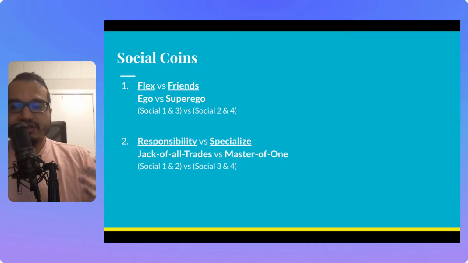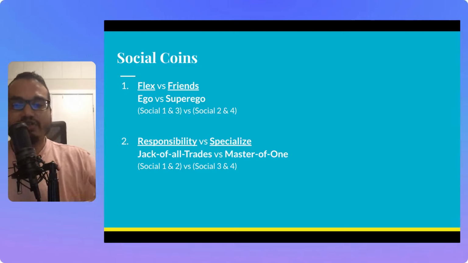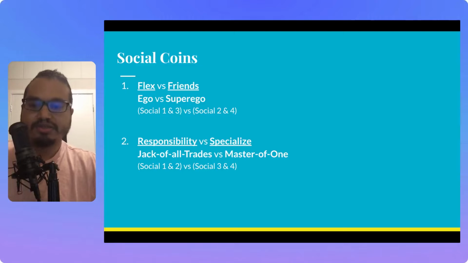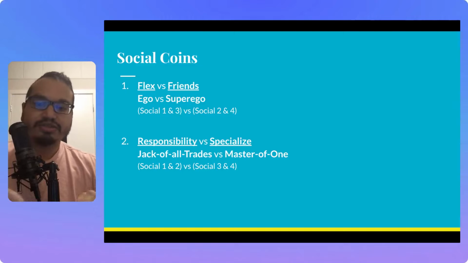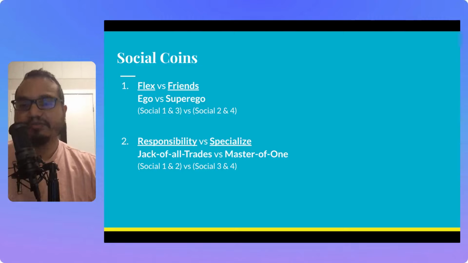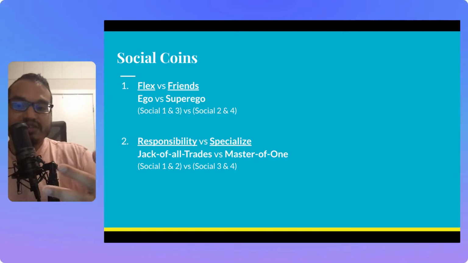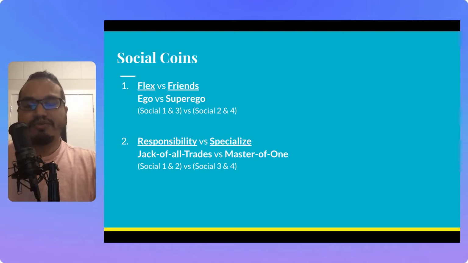Continuing with the coins, the other one we already know about is responsibility versus specialize, or I'm calling it jack of all trades versus master of one, which is more the specializing one. So the social one and two have the responsibility. Now, the specialized belongs to the social three and four as a savior. So it's basically you want to see which side of the coin you are on. Everybody has everything. We all have all four of these social needs, if you want to call it that. It's just a matter of which side is up, which side is a bit easier.